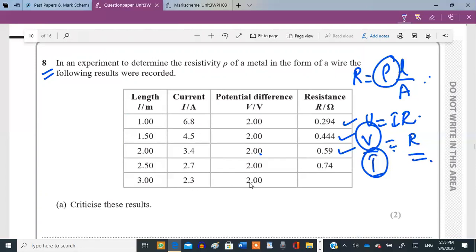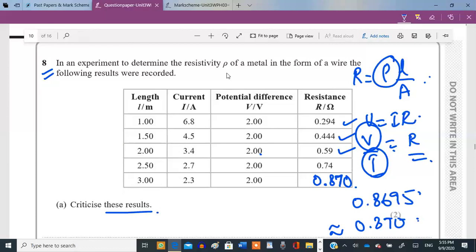Now coming to this one is 2 divided by 2.3. So what's the answer? It's 0.8695 actually. So we can round it off to 0.870. But I'm not going to write it as 0.870, but rather I'm going to write it as 0.87. Okay, 2 significant figures. But you could give it as 0.870. It's correct. Either 2 or 3 significant figures.